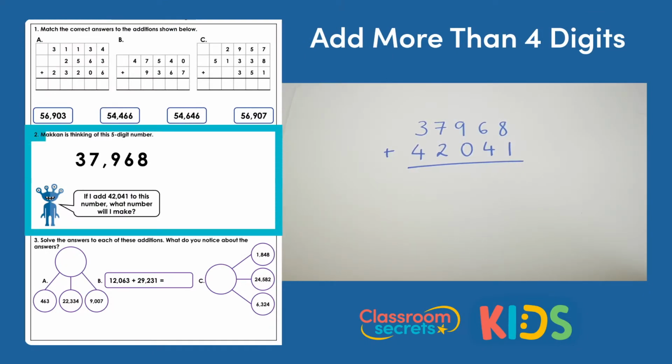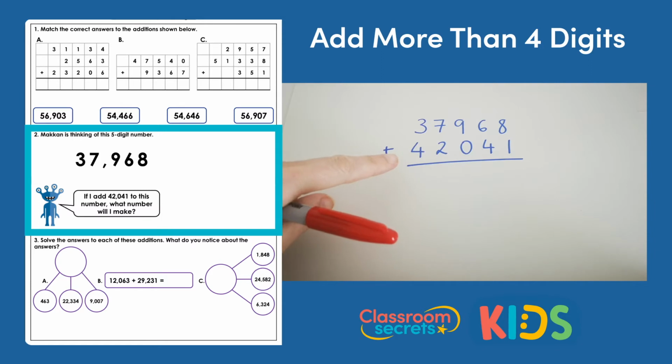Question 2. Macken is thinking of this 5-digit number, 37,968. If I add 42,041 to this number, what number will I make? So that word problem we can just change into a column addition calculation like this.